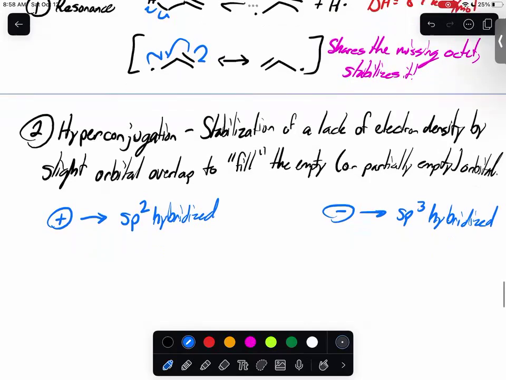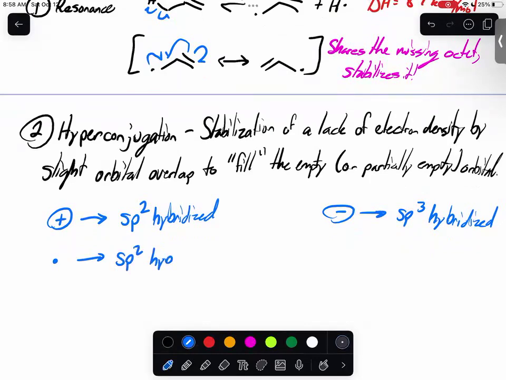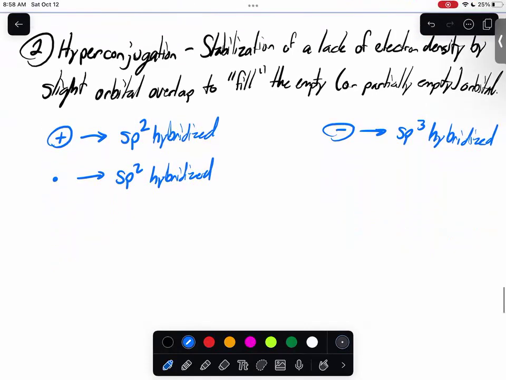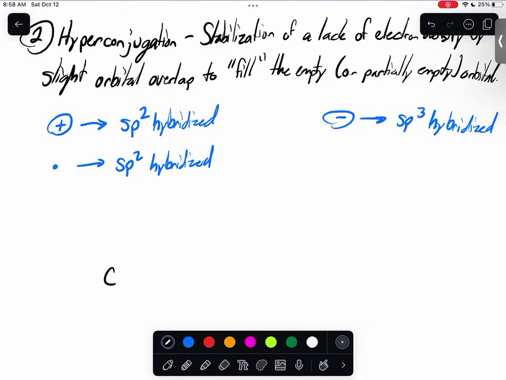But the other thing that you need to keep in mind is that radicals are also going to be sp2 hybridized. And it's all because of this idea of hyperconjugation. So let's say you have a carbon that has a radical on it, right? That radical is going to be sitting in a p orbital, okay? Because it is sp2 hybridized. And so essentially, if we have a carbon connected to it that has something like a CH bond, right? And we'll draw the other two out as just normal bonds.